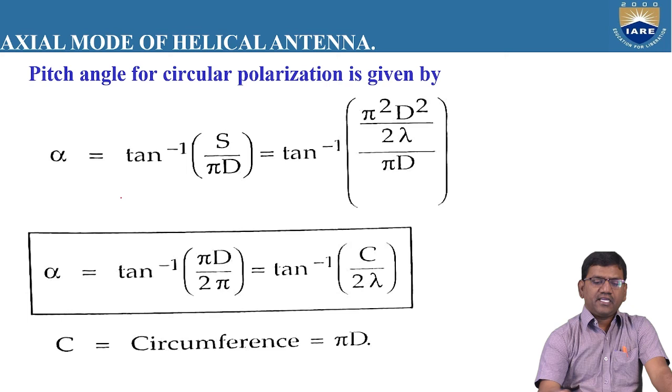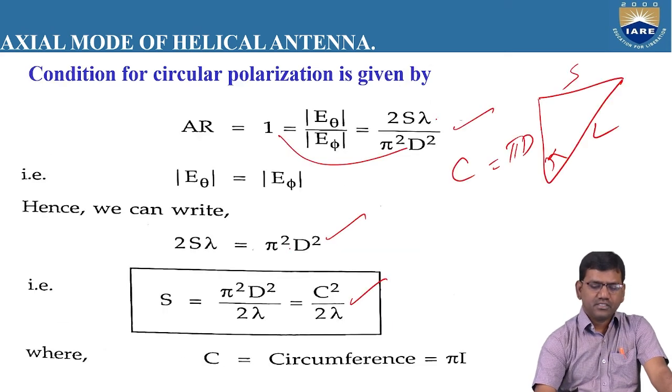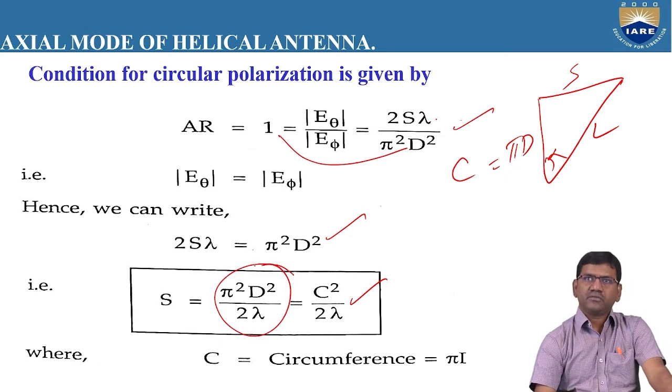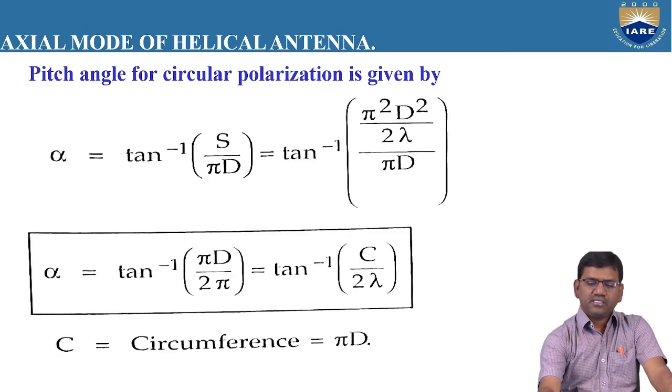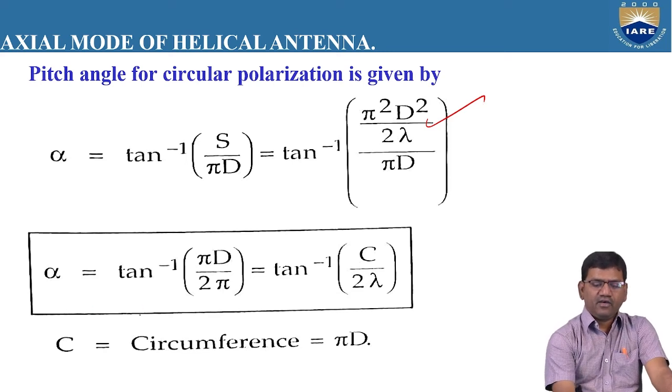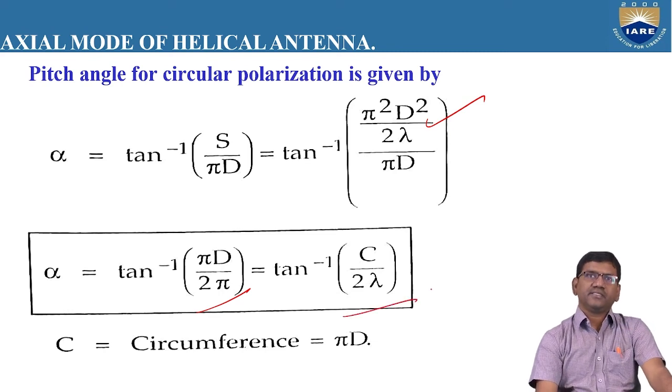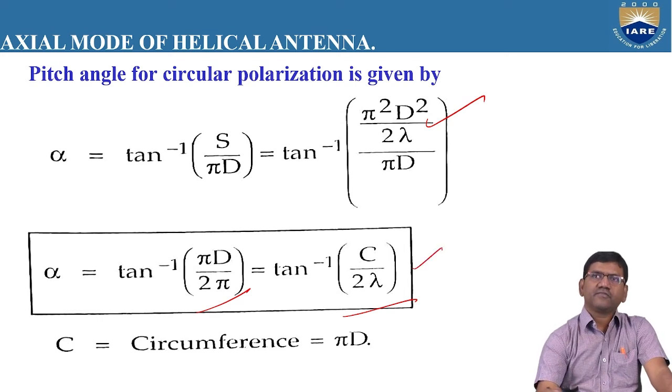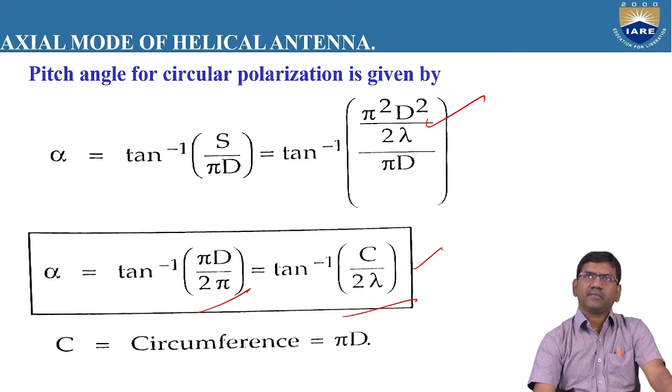And also we know that the pitch angle tan alpha is equal to S by pi d. This is equal to tan inverse of S. So what is S? S equal to pi square d square by 2 lambda. You can substitute here S equal to pi square d square by 2 lambda by pi d. So you will get alpha in terms of diameter, in terms of circumference. You can represent the pitch angle alpha in terms of the diameter as tan inverse of pi d by 2 lambda. You can also represent it in terms of circumference as tan inverse of C by 2 lambda.